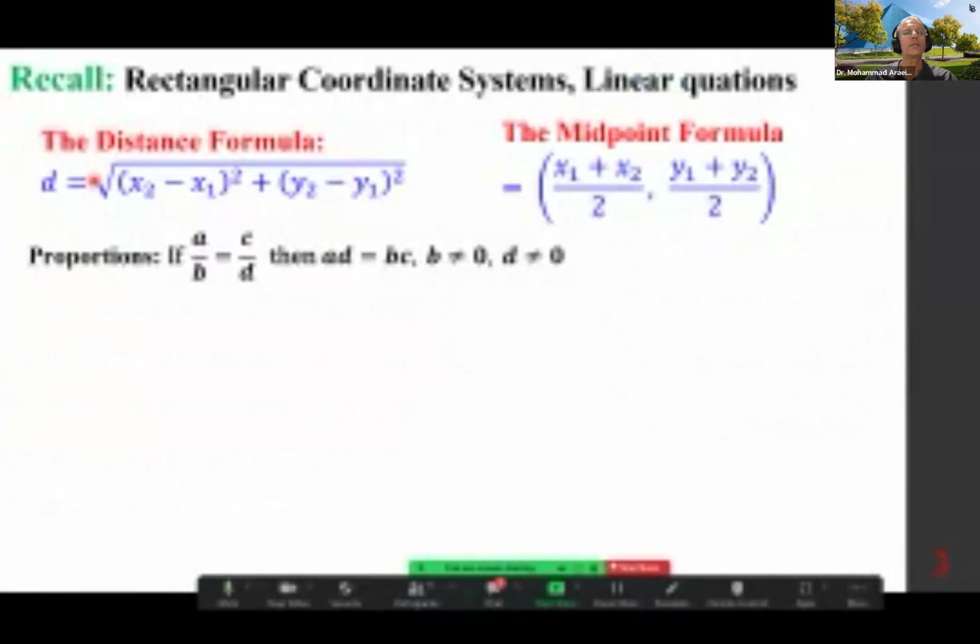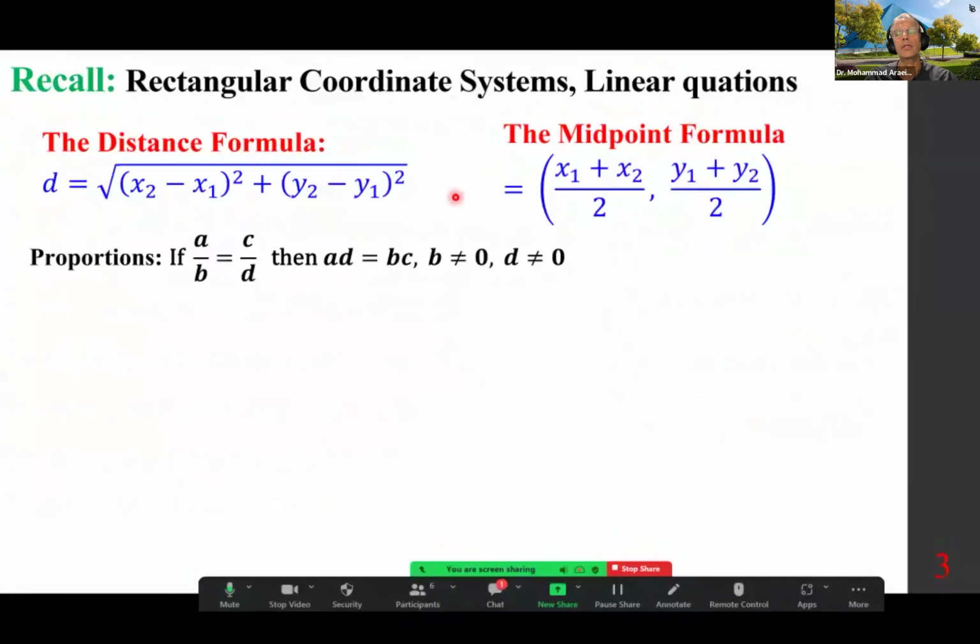So reminding you of the distance formula, d is equal to the square root of (x sub 2 minus x sub 1) quantity squared plus (y sub 2 minus y sub 1) quantity squared, and the midpoint is (x sub 1 plus x sub 2) divided by 2, (y sub 1 plus y sub 2) divided by 2. In the case of a proportion, a over b equals c over d, the cross product ad equals bc. This is going to be very important in this chapter.